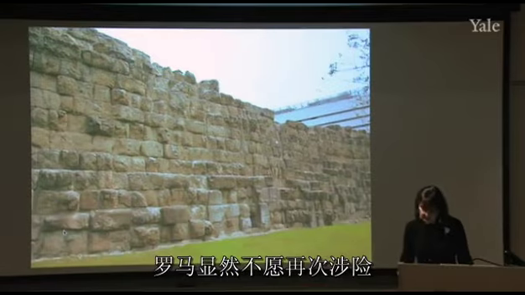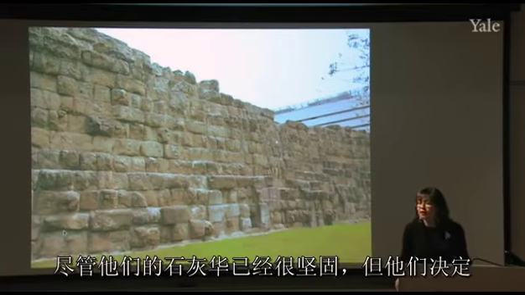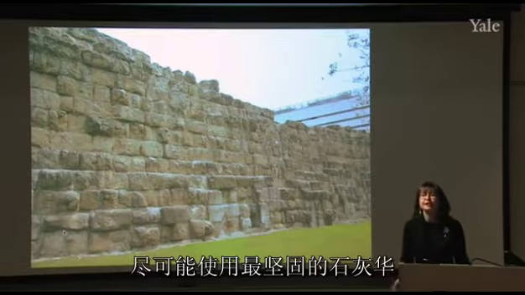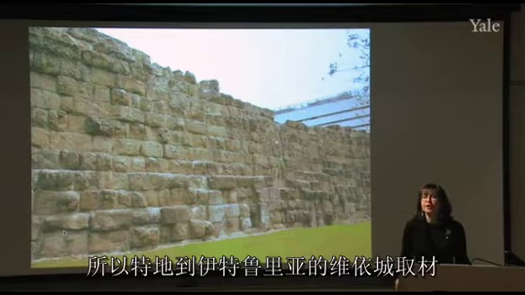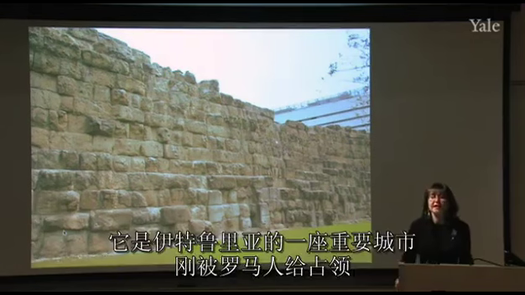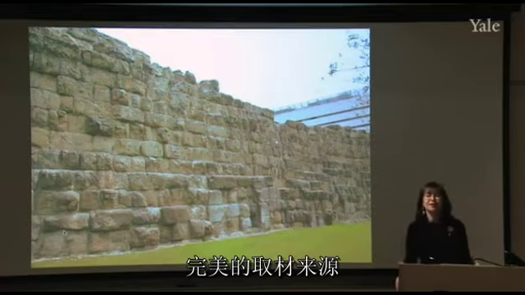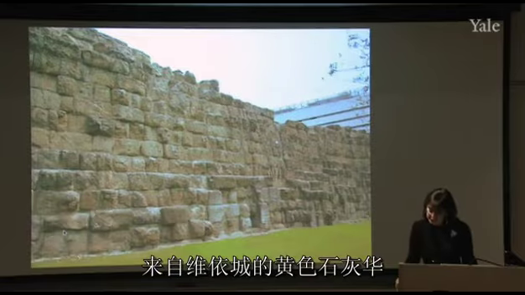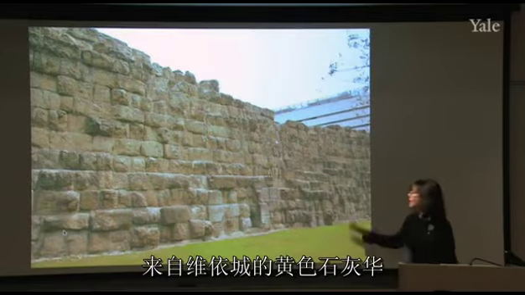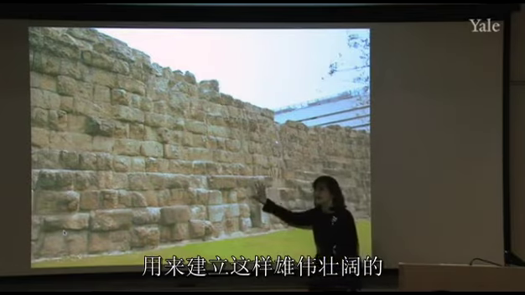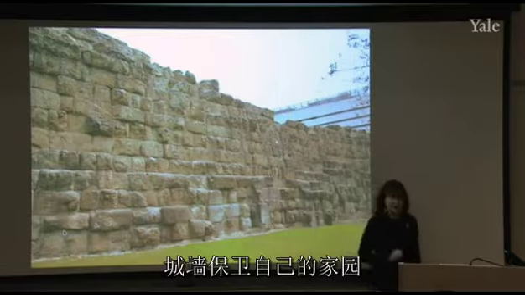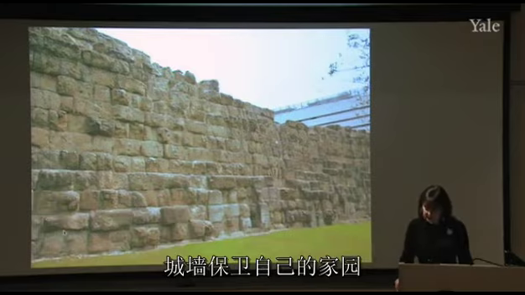The Romans didn't want to take any chances. They decided, even though their tufa was pretty good, they wanted to use the finest tufa possible. And so they brought it in from the Etruscan city of Veii, V-E-I-I. Veii was a famous and important Etruscan city that the Romans had just made their own. So it was a perfect source for them of outstanding building materials. And they brought in an imported yellowish tufa from the Etruscan town of Veii to use for this very significant, very important wall that was going to protect them from this time forth.